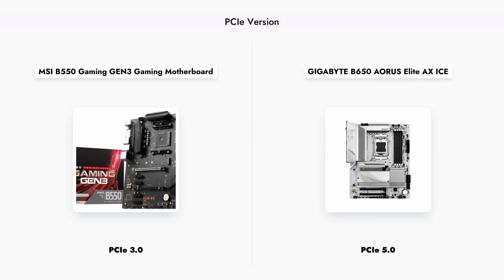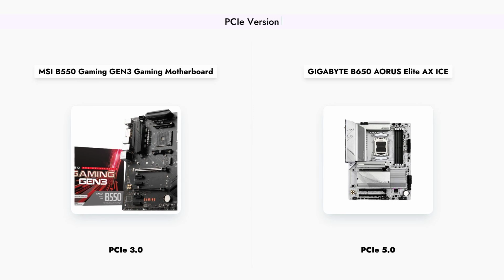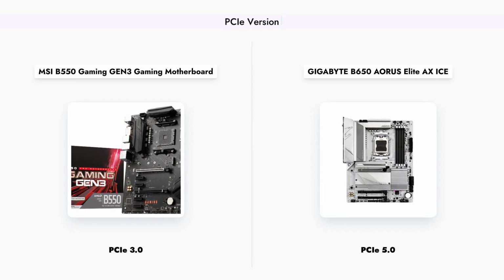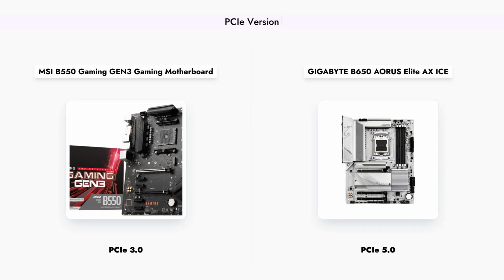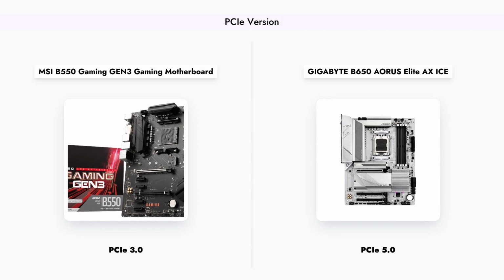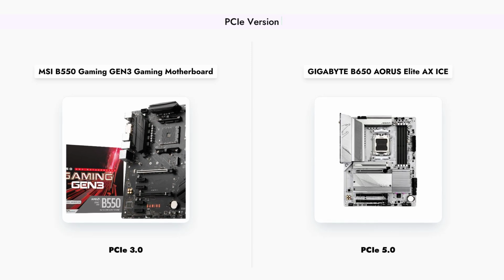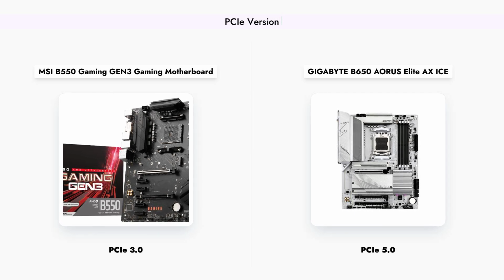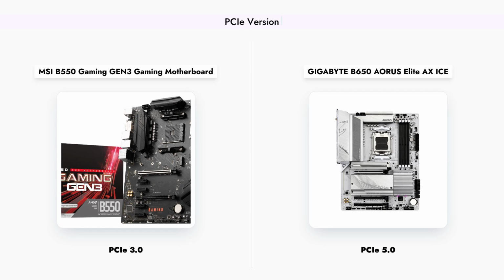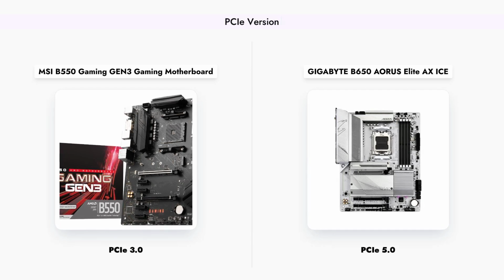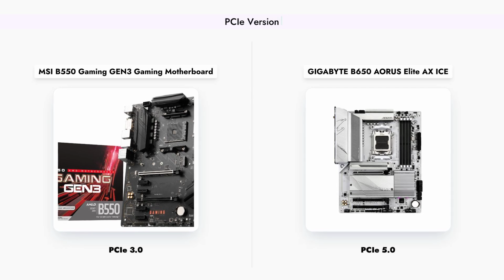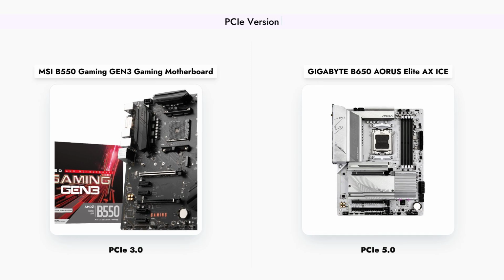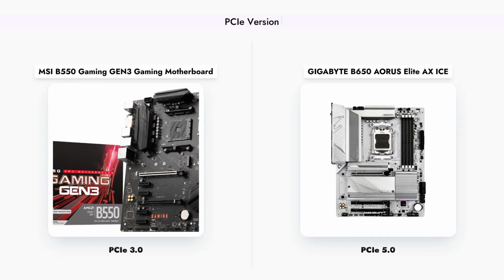The MSI B550 Gaming GEN3 features PCIe 3.0, which is sufficient for many gaming setups but may limit future expansion options. In contrast, the GIGABYTE B650 AORUS Elite AX boasts PCIe 5.0, allowing for faster data transfer rates and better support for next-gen graphics cards and storage devices. This makes the B650 a more appealing choice for gamers looking to maximize their system's potential.